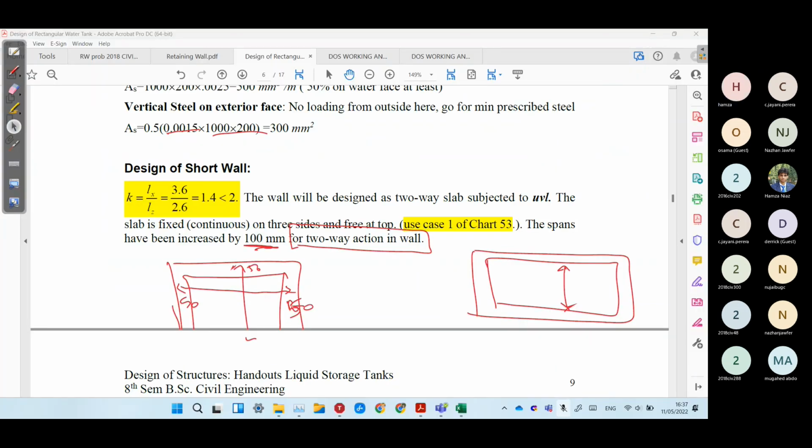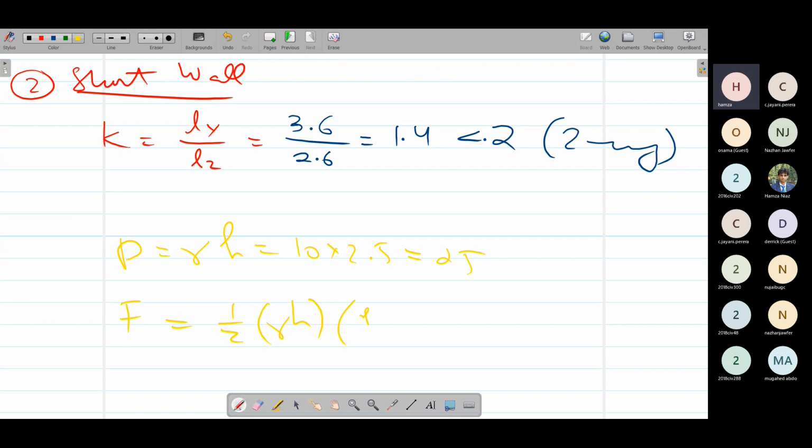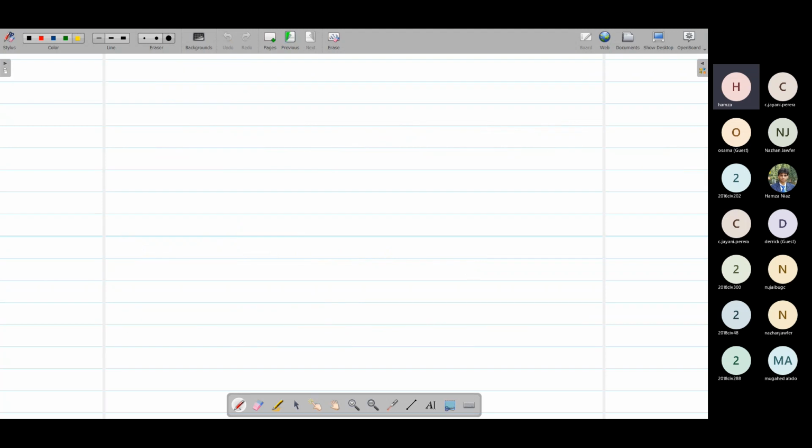So it is 1.4. It is less than 2. That means it is a two-way wall. So for a two-way wall, we are going to design this wall in two directions. First, we are going to design in the horizontal direction. Then we are going to design this in the vertical direction. So our pressure is again the same, gamma into h, that is 10 into 2.5, 25, and the force is again the same, that is half into gamma h into h, so it is 31.25. These forces and pressure are the same.